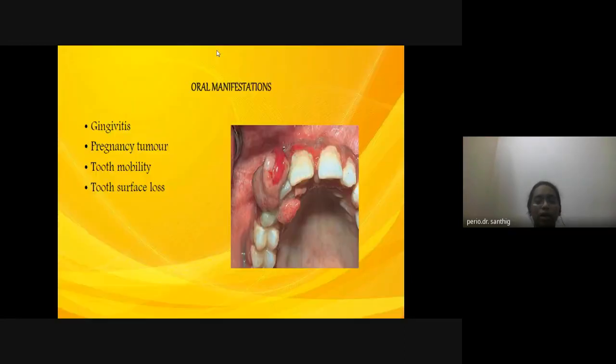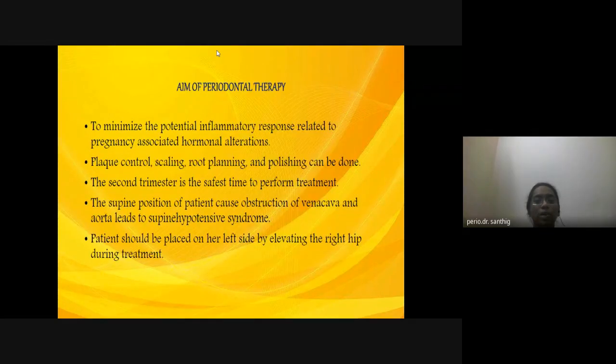Next is the pregnancy condition. Pregnant patients can manifest with gingivitis, pregnancy tumor, gingival enlargements, and also tooth mobility and tooth surface loss. In these patients, minimize the potential inflammatory response related to pregnancy as well. There will be increased inflammation due to the alteration in hormonal levels. So the therapies you can give are plaque control, scaling, root planing, and polishing.